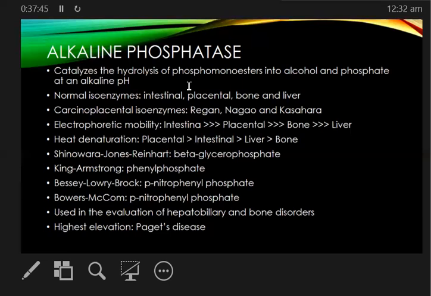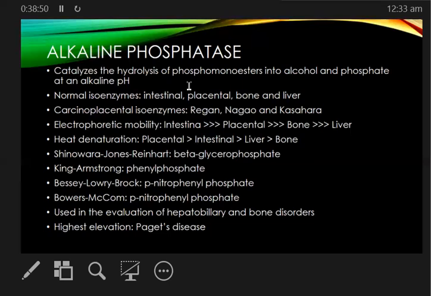Another would be its resistance to heat denaturation, or inactivation by heating. Out of all the different isoenzymes of your alkaline phosphatase, the most heat labile is your bone. The most heat stable is your placental. If we list down from the most heat stable to the most heat labile: placental, followed by intestinal, and then your liver and your bone.